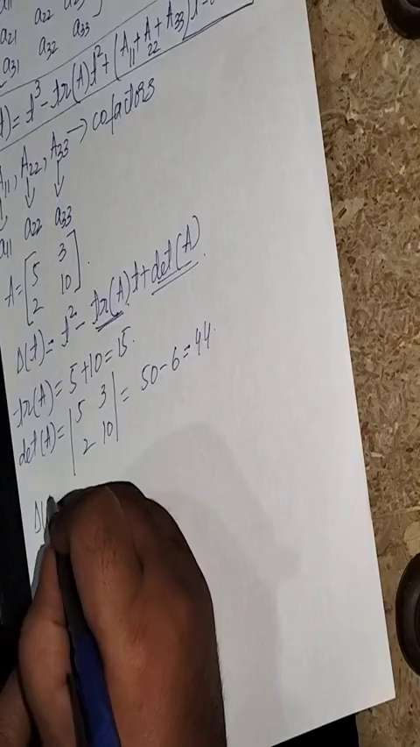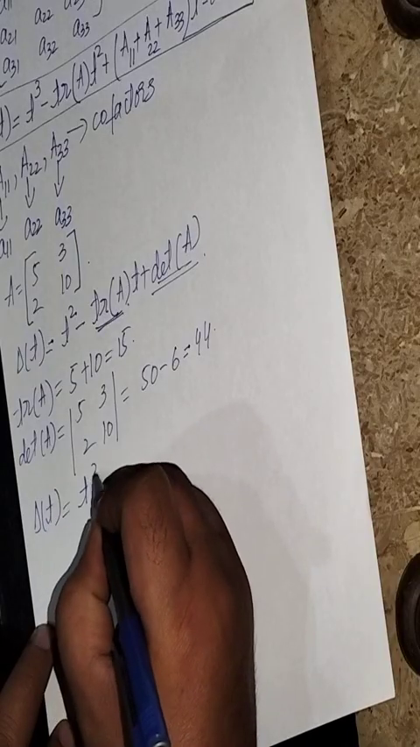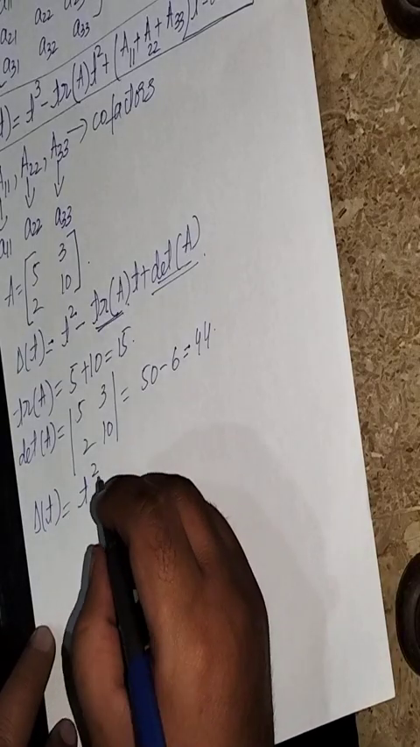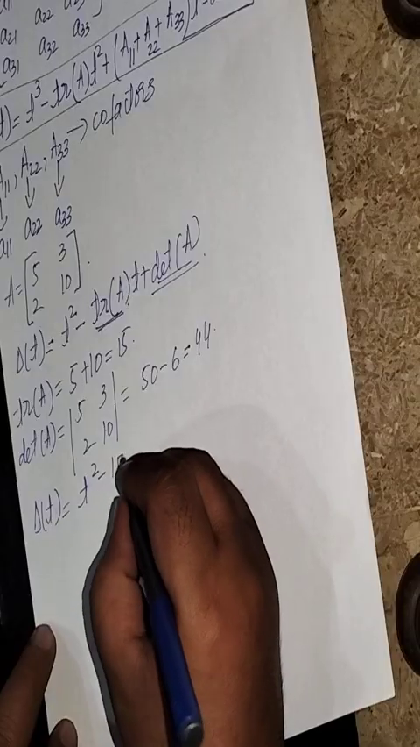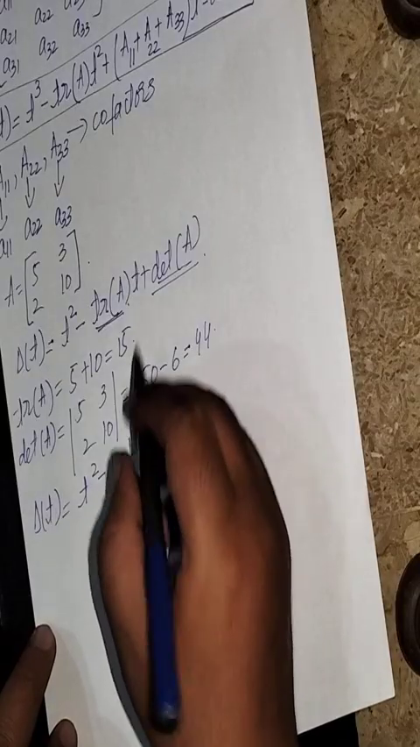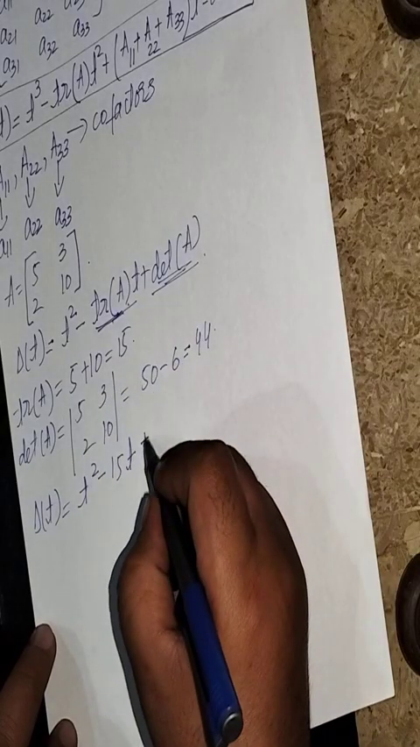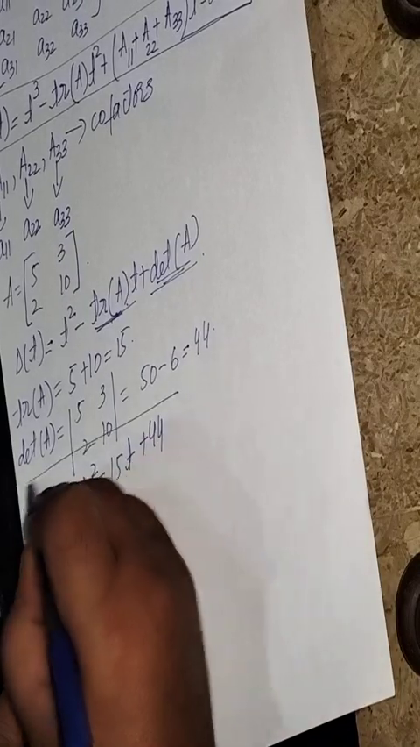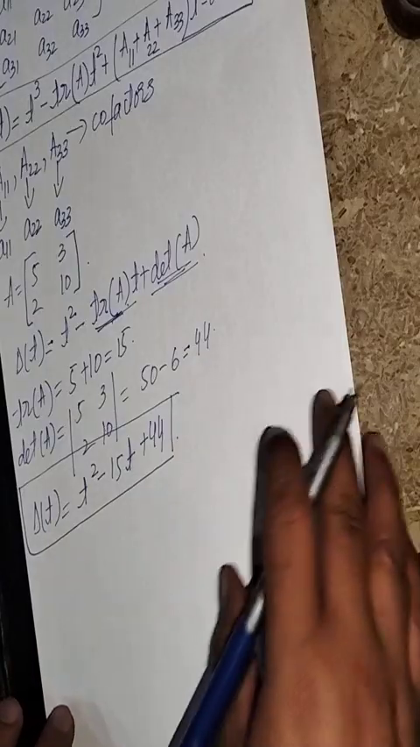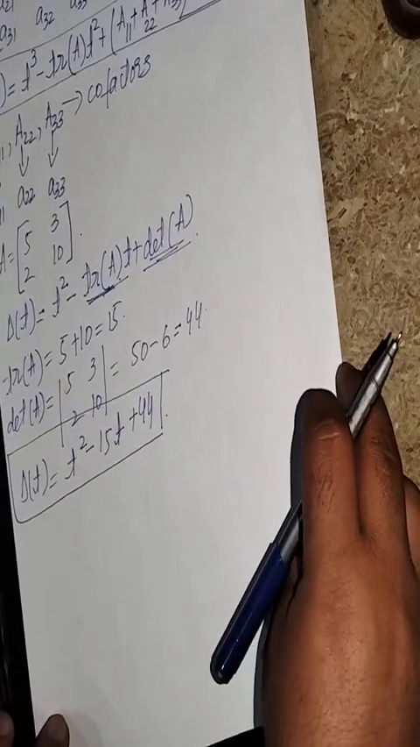Hence del t will be equal to t square minus 15t plus determinant of A, that है 44. This is the characteristic polynomial. How easily you can find the characteristic polynomial using this expression.